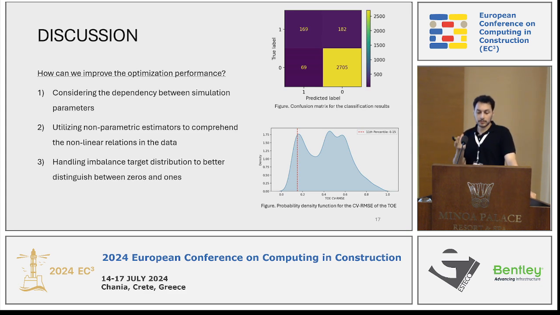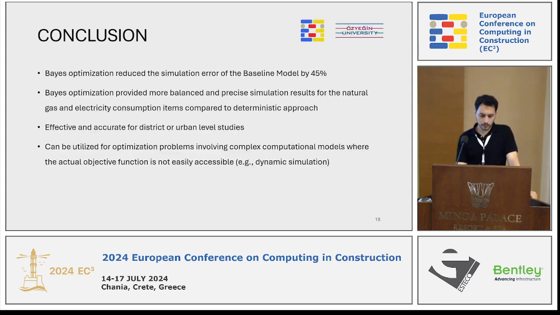For example, 90% of the scenarios are labeled as undesired, where only 10% of the scenarios are labeled as desired scenarios. And this causes an imbalanced target distribution, and it affects the model decision process, as it tends to label scenarios as undesired because there are lots of undesired observations. So if we can handle this imbalanced target distribution, we can enhance the performance of the classification.